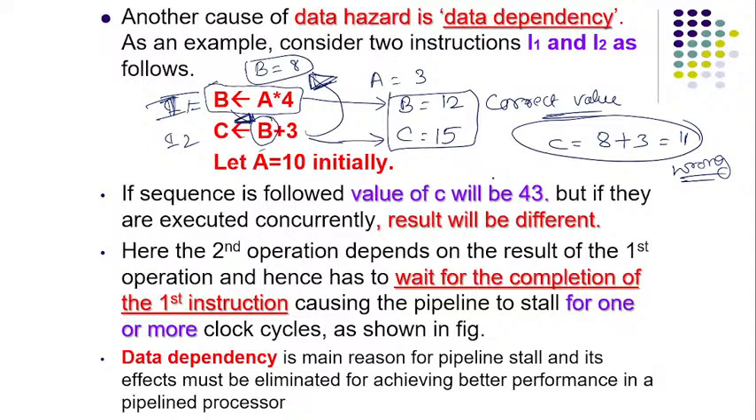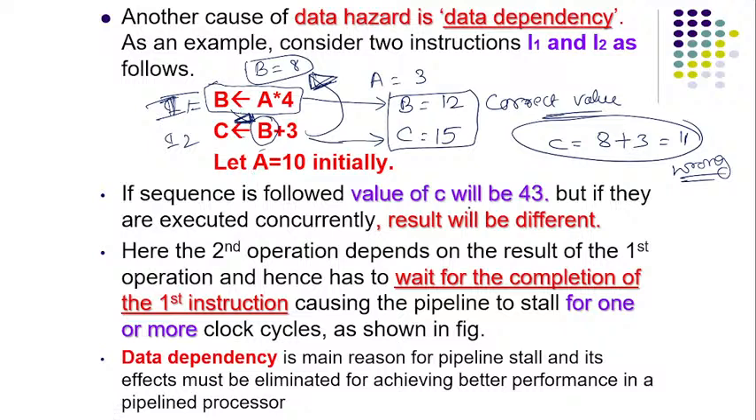So some data dependency is there. Okay, data dependency. So another cause of data hazard is data dependency. As an example, consider two instructions I1 and I2. So these are the two instructions. Let A is equal to 10, and if the sequence is followed, B value is 43, but if they are executed concurrently, the result will be different. So here the second operation depends upon the result of first operation. Second means second instruction, it depends upon the result of first.